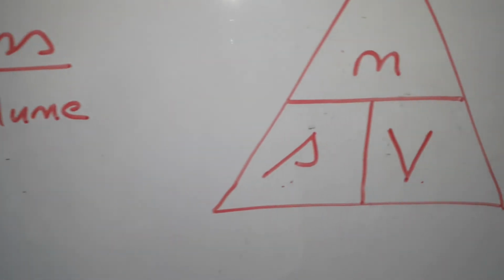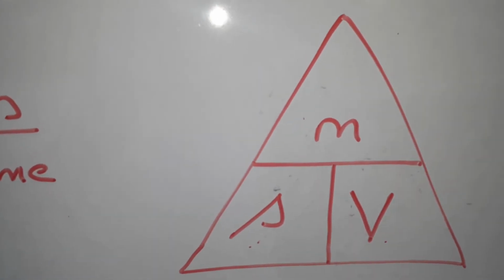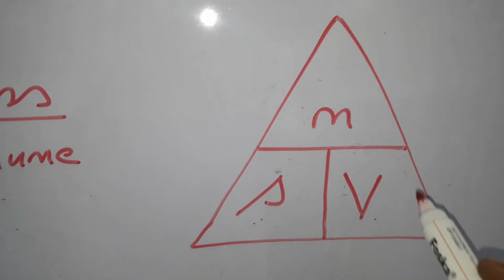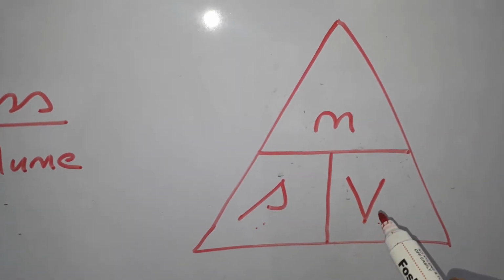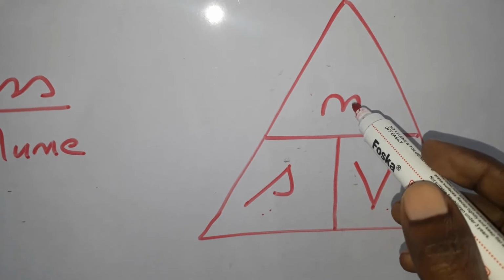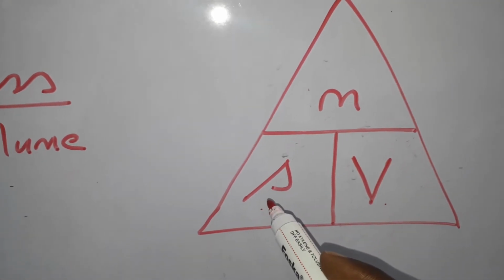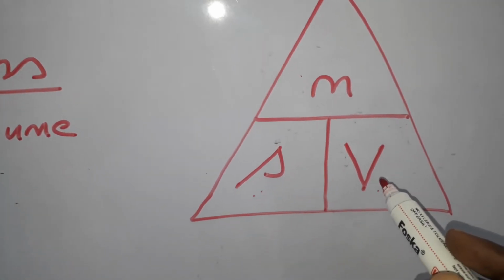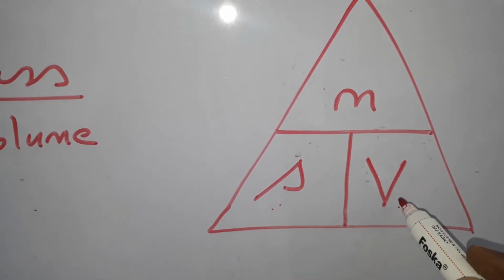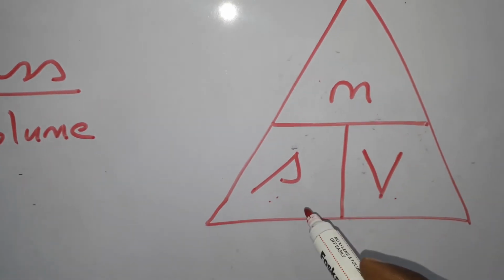Alright, so over this side we have our magic triangle, where we see that the density is equal to the mass divided by the volume. If we want to find the mass, we can multiply the density times the volume. And if we want to find the volume, we divide the mass by the density.